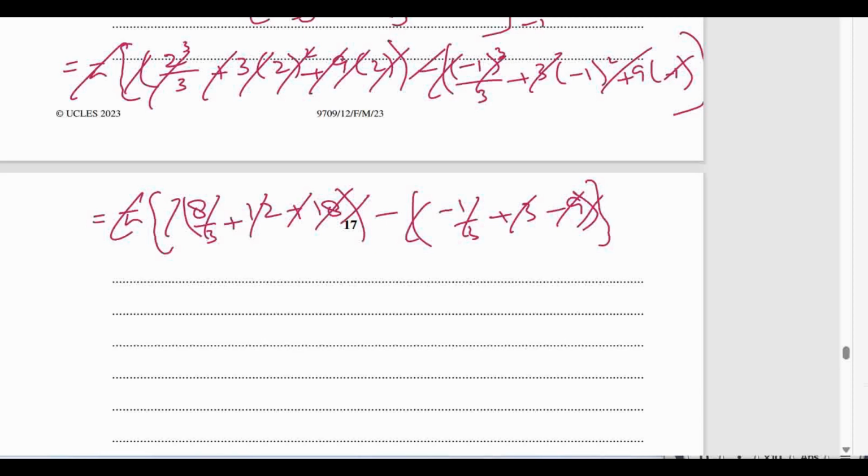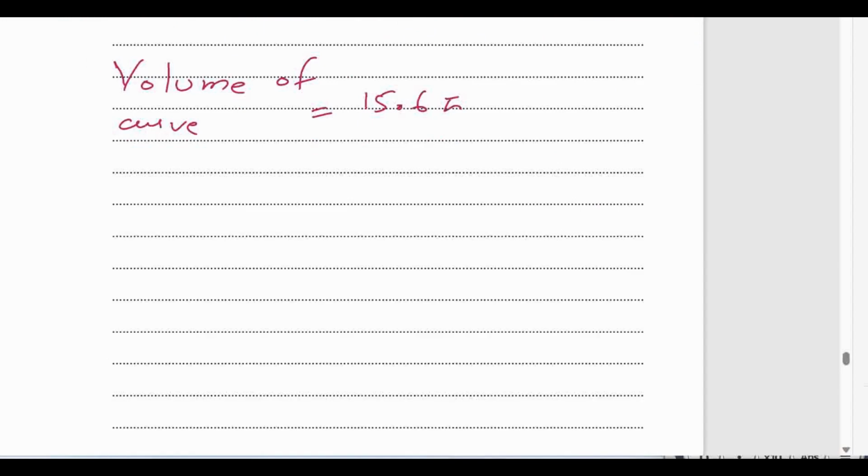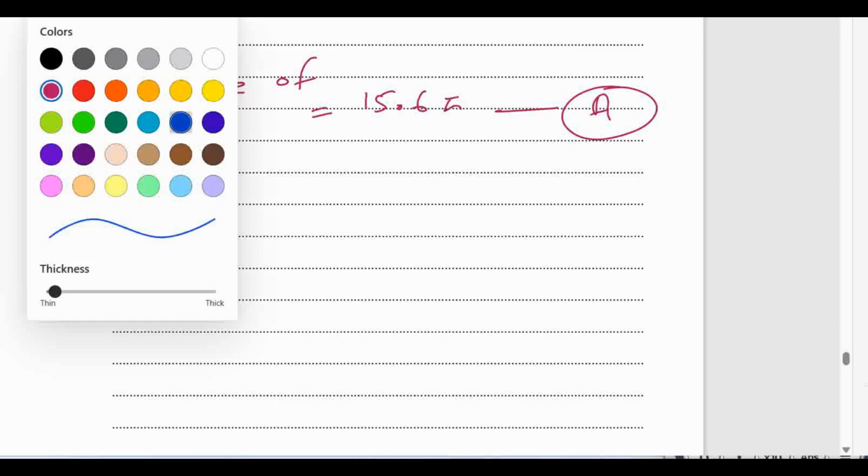the volume of the curve will be equal to 15.6 pi. Now let's suppose this is A. Okay, now let's find out the volume of the line.